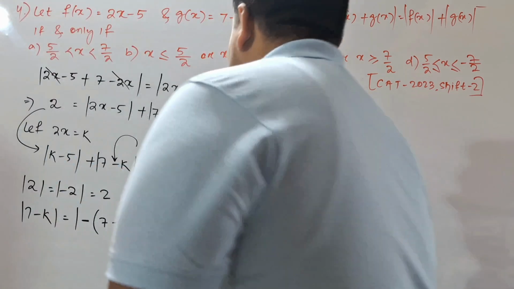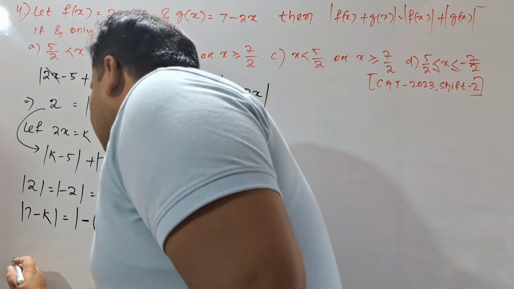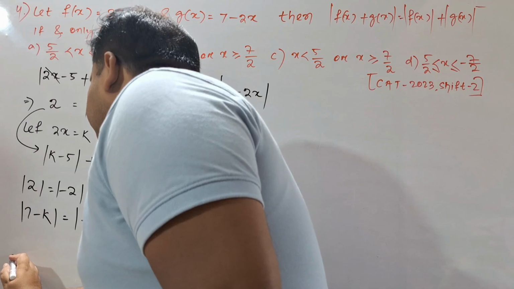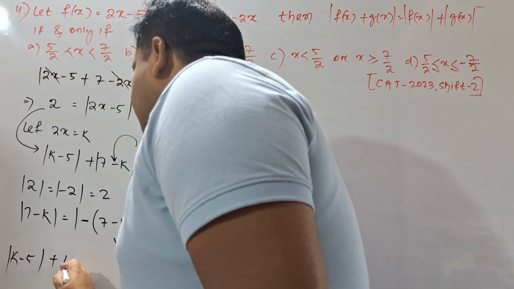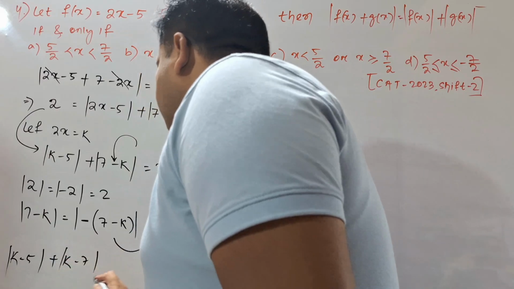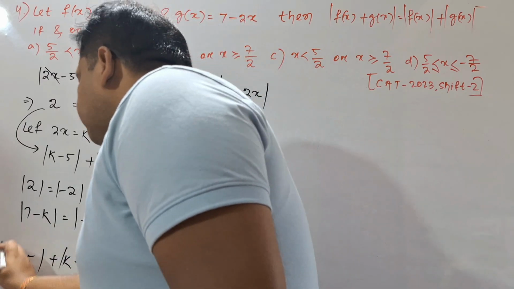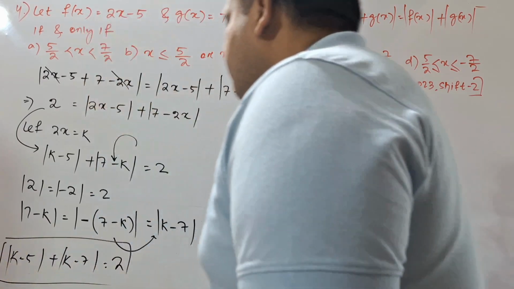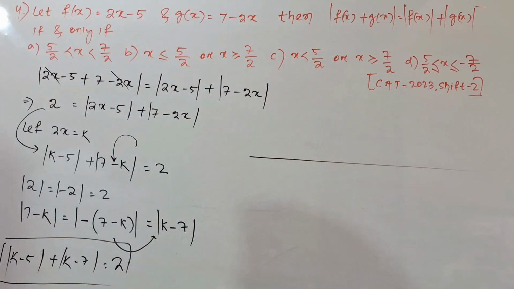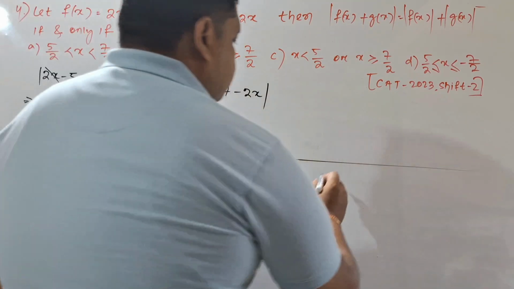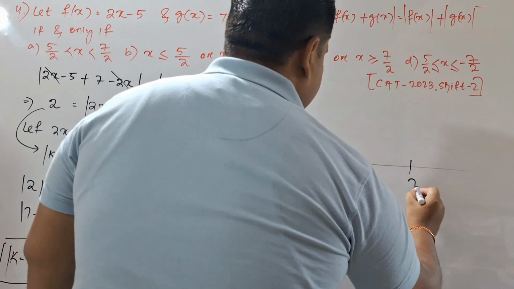So the inequality here, I will write |k − 5| + |k − 7|, and the right hand side is 2. So two critical points are there. Just represent this on the number line. The two critical points are 5 and 7.